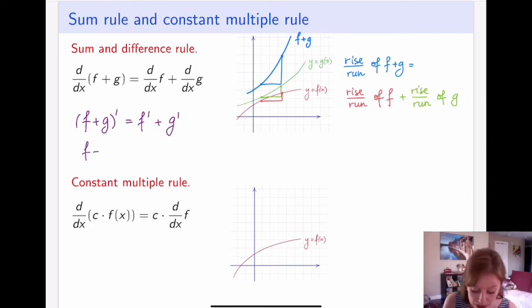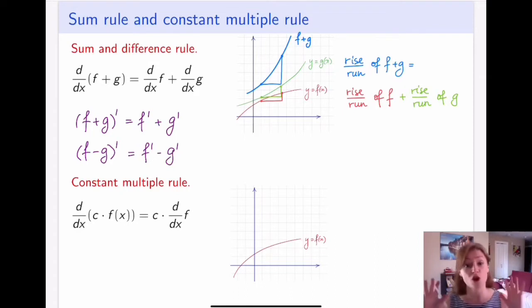And again, the same is true for the difference. So if I have (f minus g) all prime, it's the same as taking the derivatives of the two functions separately, which is very handy. The constant multiple rule is another really useful tool in computing derivatives. And this is just saying that if I do have some kind of constant inside my derivative, I can simply take that out and compute the derivative of only the function that is in fact dependent on x.